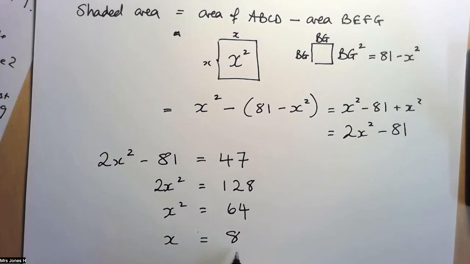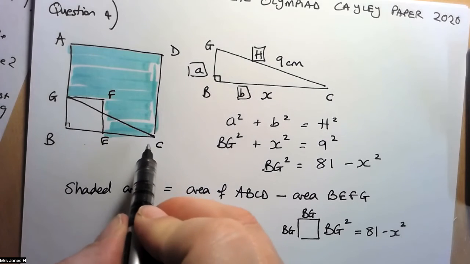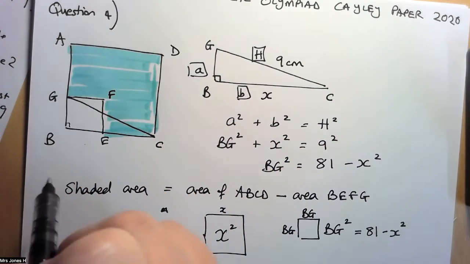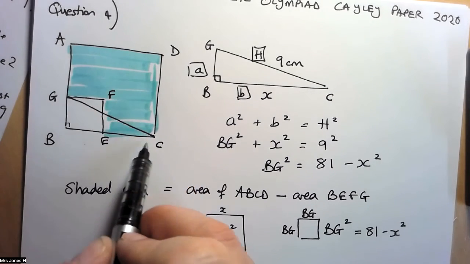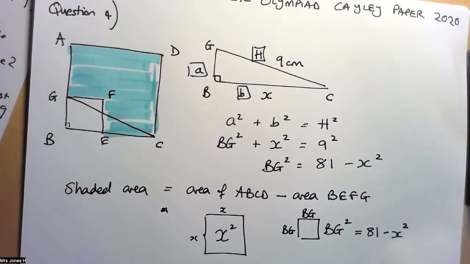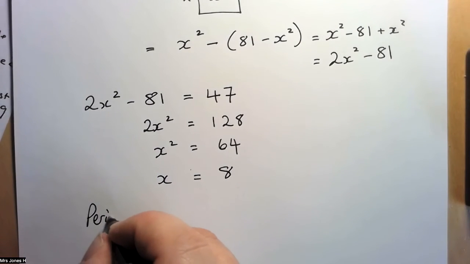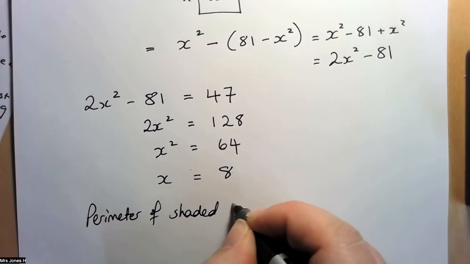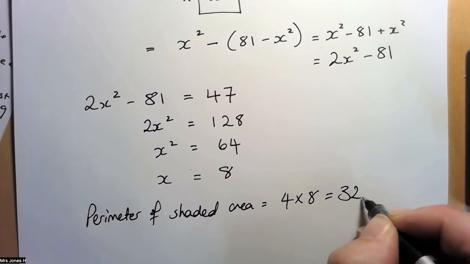So we now know that the length of x is 8. So this is 8 centimetres, and this is 8 centimetres, and this is 8 centimetres. And do you remember what I said at the beginning? The perimeter of the whole square is exactly the same as the perimeter of the shaded area. So therefore the perimeter of the shaded area equals 4 multiplied by 8, which is 32 centimetres.